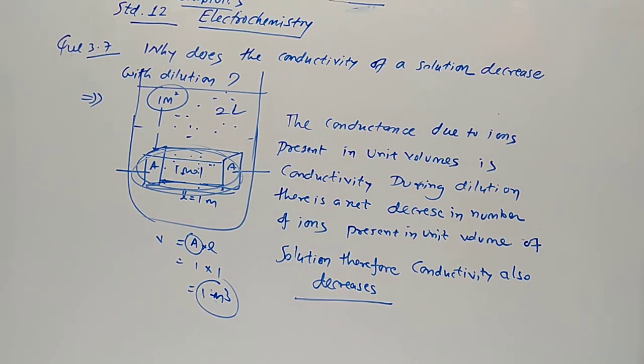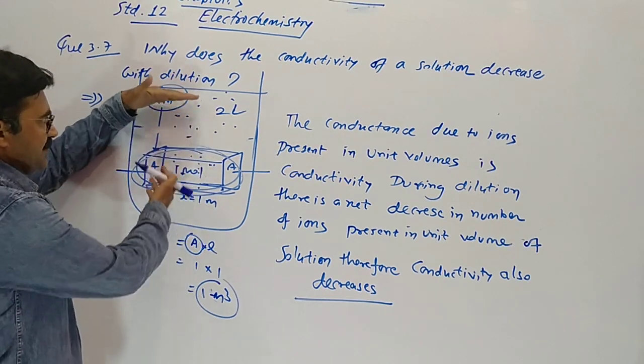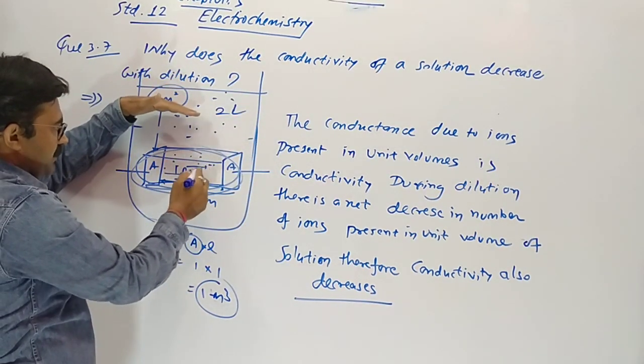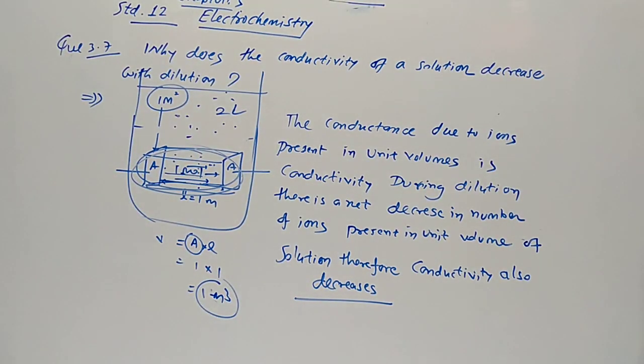Before dilution, in unit volume the number of ions was maximum. On dilution, the ions spread all over the solution, so the moving particles from anode to cathode decrease. So obviously conductivity decreases.